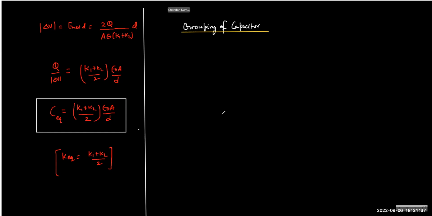So in grouping, there are two types of grouping which you know. Particularly, one is called the series grouping.